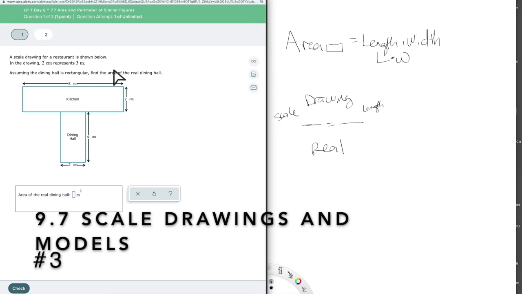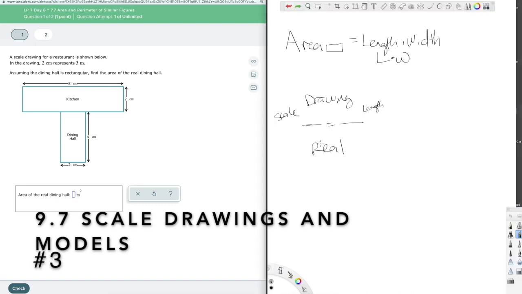So we have 2 centimeters. I said 2 and wrote 3. 2 centimeters to 3 meters. And then the length for the drawing, I'm going to just go with 2. I'll call that one length and this one width. It doesn't really matter which one's which. So we'll go with 2 here for the drawing, and we don't know for the real. We can do L, or X, whatever variable we would like, just to represent that.